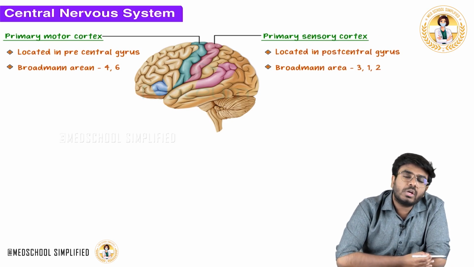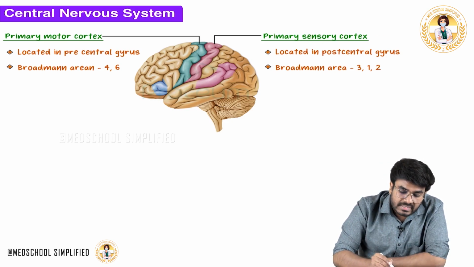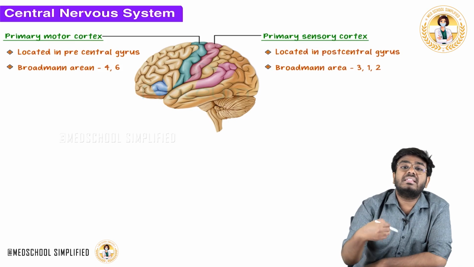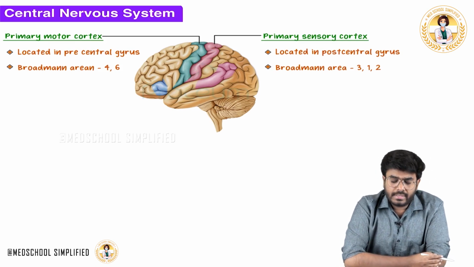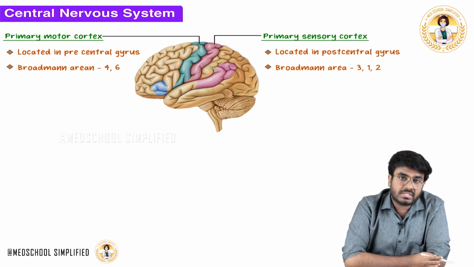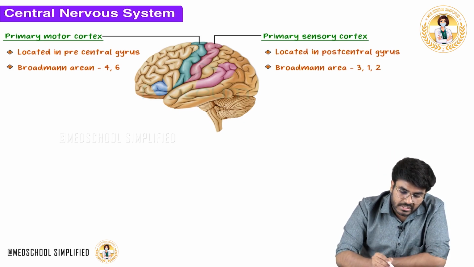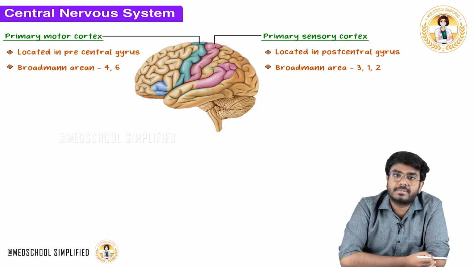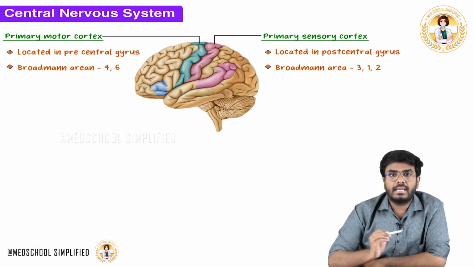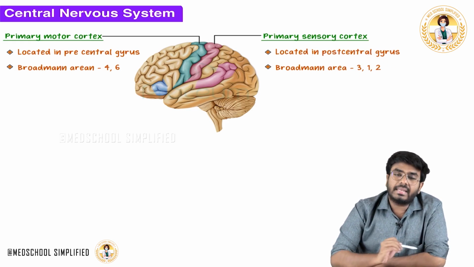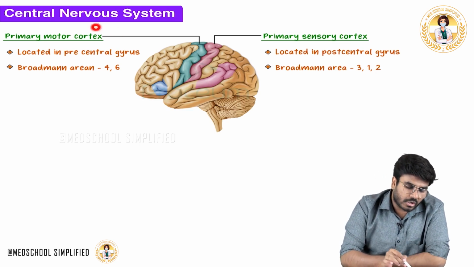Why do we call it the primary sensory cortex? Because this part of the cortex receives all the sensations and processes them. All the sensory processing is happening in this area: touch, pain, temperature, conscious proprioception, vibration, stereognosis, advanced as well as primitive sensations. All the sensations you feel in this part of the cortex, so it is called the primary sensory cortex. Located in the post-central gyrus, what is the Brodmann's area number? Brodmann's areas 3, 1, 2.